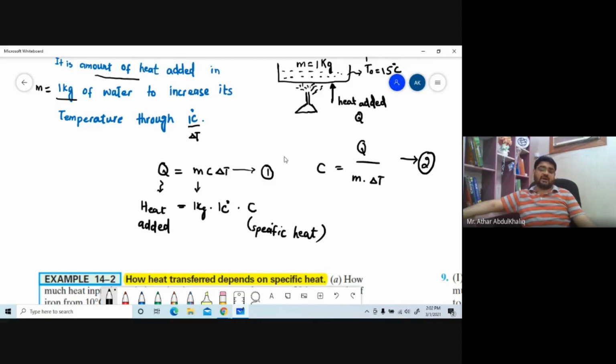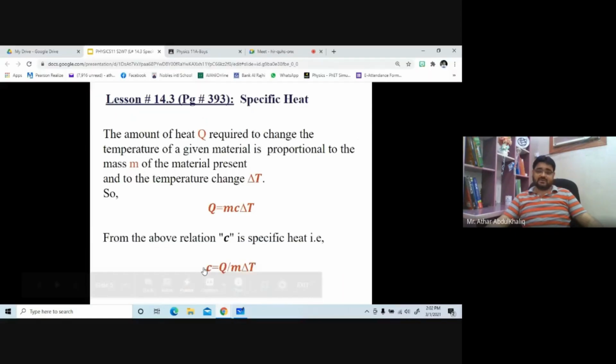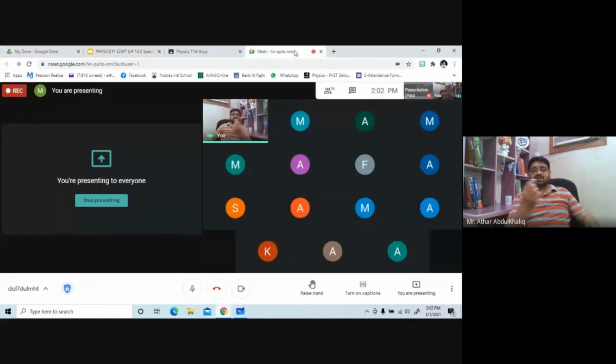But what I actually want to tell you is that specific heat is usually a standard. What do I mean by standard? For example, if this is a pen, and I say this pen is 10 centimeters and make it a standard, then if I double the length, it will become 20 centimeters. If I halve the length, it will become 5 centimeters. So this standard can be used to find any length in centimeters or meters.